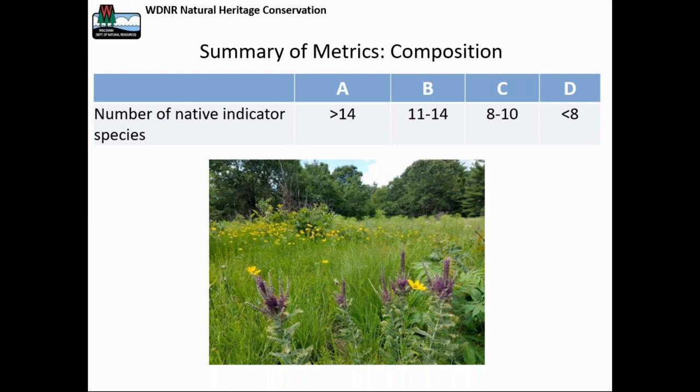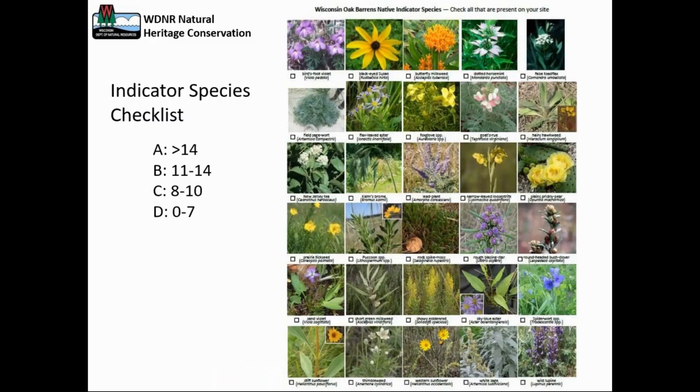So you may be wondering, what are these? How do I know whether it's a native indicator species or not? Well, we have created an indicator species checklist, again, based on some literature and field surveys of our own, with the idea being that as you walk through a site, you check these species off as you see them. This is the part that does require a little bit of plant knowledge.